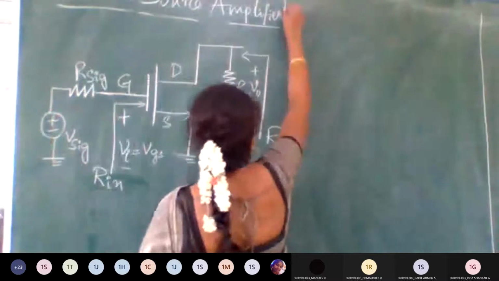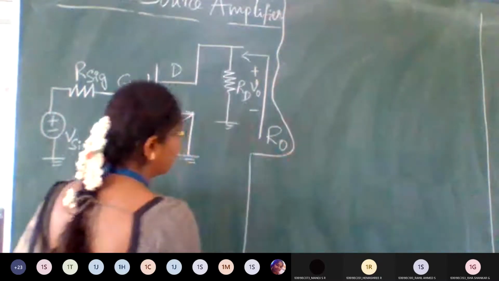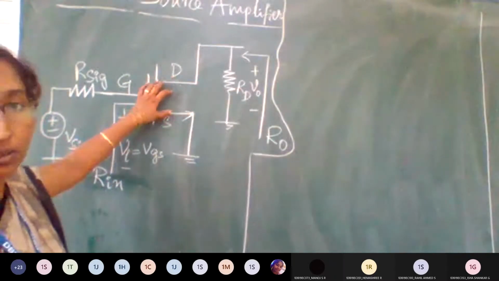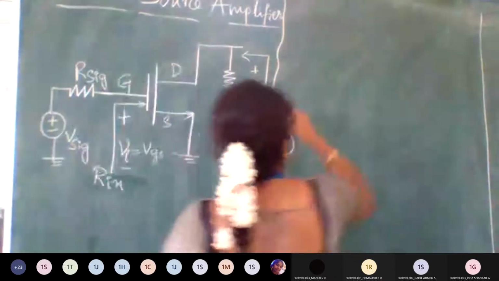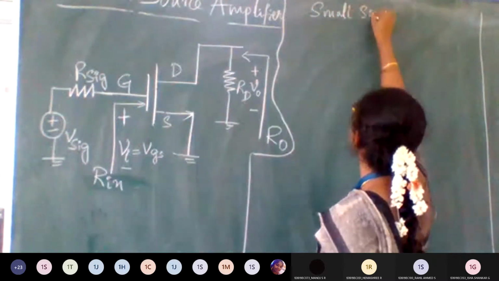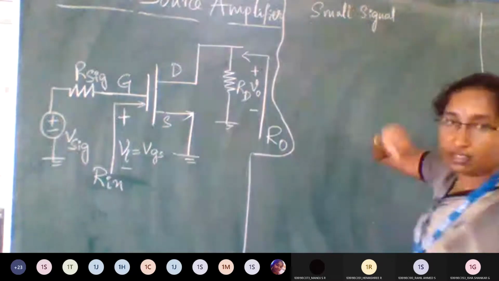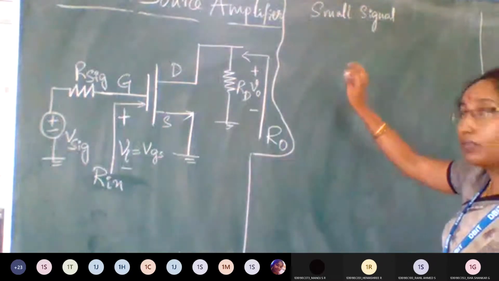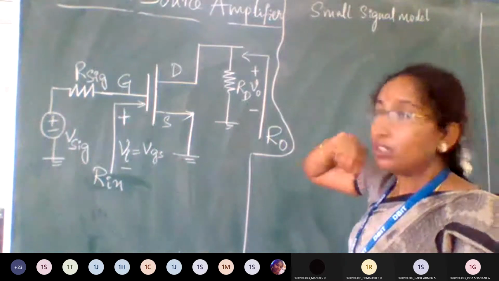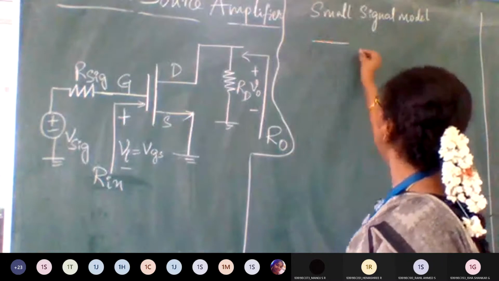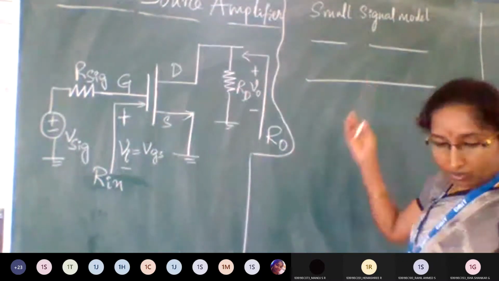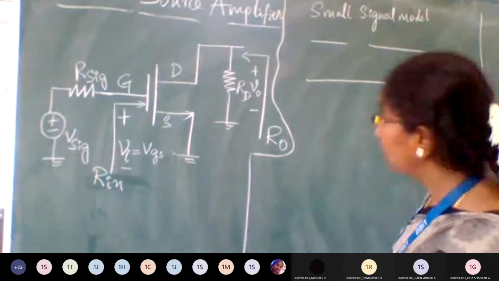So what we have learned in the first module is the hybrid pi model. Now I'll write the model only for the MOSFET. The first immediate step is to write a small signal model for analysis. We have the T model also, but for your syllabus you need to derive an expression using the small signal model. As you all know, the hybrid pi model. You can write it as it is.